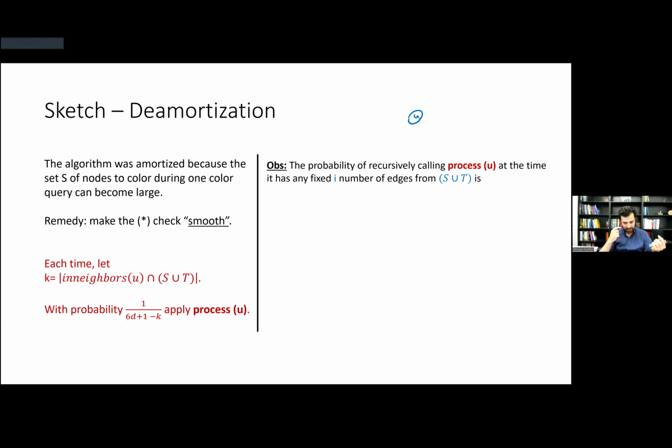Overall, at the time that it has had, let's say, I of its edges, or what's the probability that I ever trigger a recursion for this vertex, with I edges from colored vertices or from vertices that are in S union T, okay? This probability is from the beginning of the algorithm, not the probability at that stage that we have arrived at I of such edges, but from the beginning, okay?